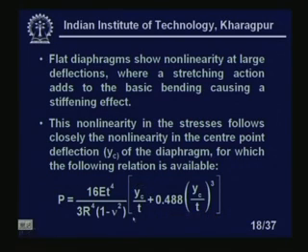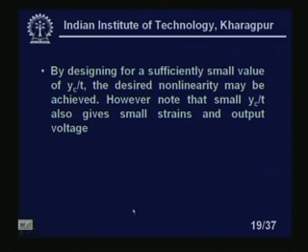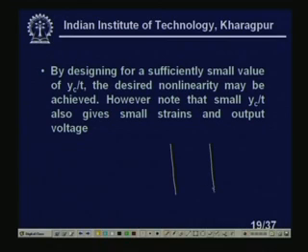Let us go back again. By designing for sufficiently small values of YC by T, the desired nonlinearity may be achieved. However, please note that small YC by T also gives smaller strains and output voltage. Why? It is very clear. You see what will happen if I have a diaphragm like this, with a deflection like this. Either I have to sense the central point deflection by some LVDT, or there will be some strain gauges. If the deflection is less, then the strain developed will also be less, so I will get a lower output. Those things you must keep in mind.